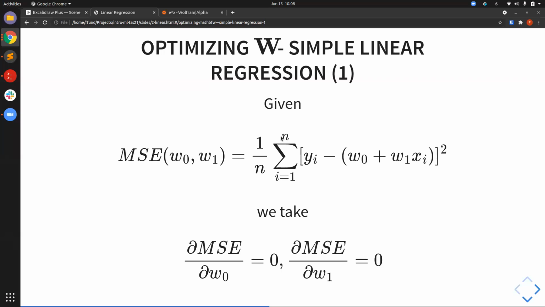This is our mean squared error loss function as a function of W0, W1. Here I wrote it out with W0 and W1 in it. And we're going to take the partial derivative with respect to W0 and set it to 0. Then take the derivative with respect to W1 and set it to 0. Okay, so what's the derivative of this expression with respect to W0? Let's start with the intercept first. How do I compute that derivative?